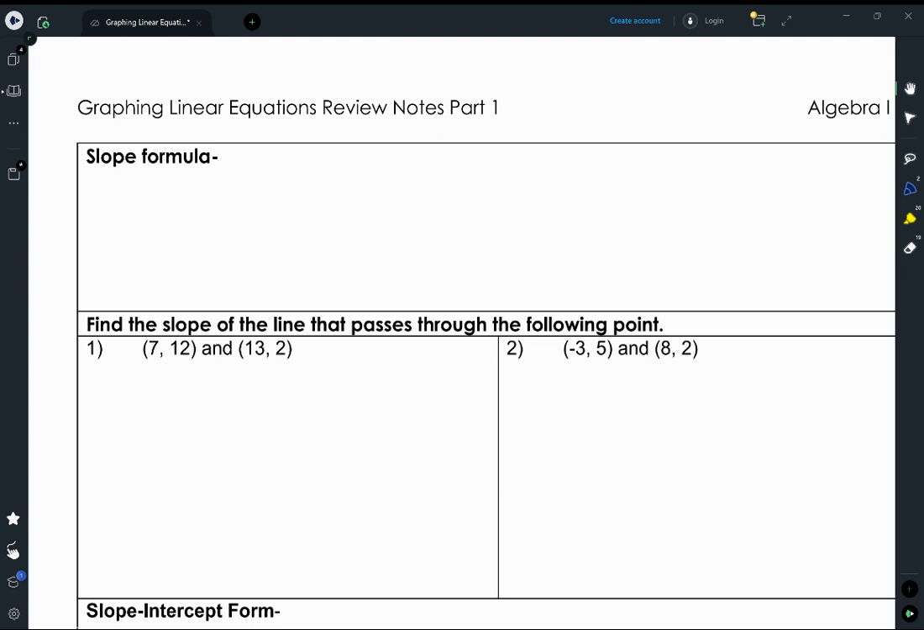Hello class, these are our notes for graphing linear equations. So we're doing review again, and this is part 1 of graphing linear equations. So first we're looking at the slope formula. Slope measures the steepness of a line.